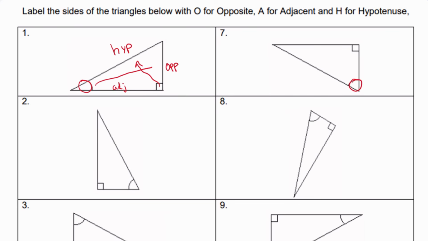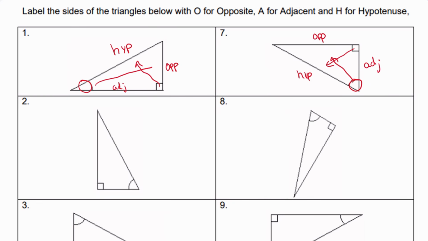All right, circle the angle you're looking from. Across from here is my opposite side. Across from the right angle is the hypotenuse, my hype, and the leftover side is adjacent. Pause the video and go through problems 2 and 8.